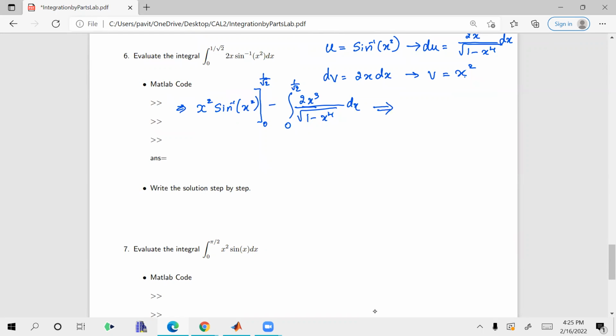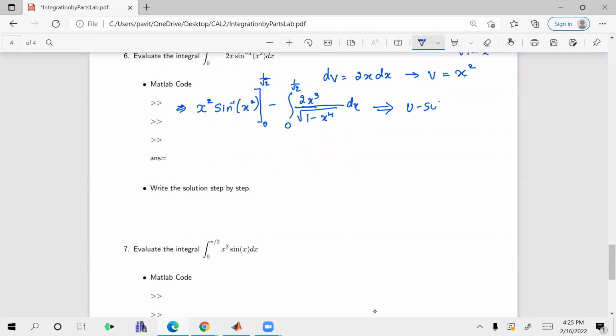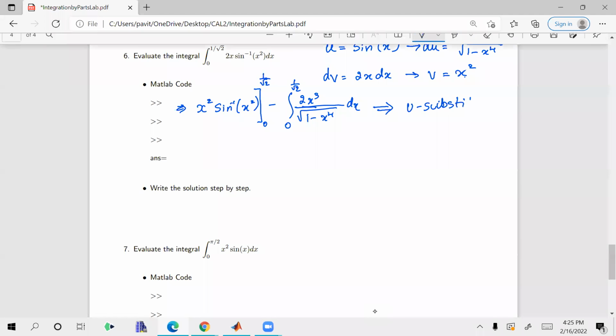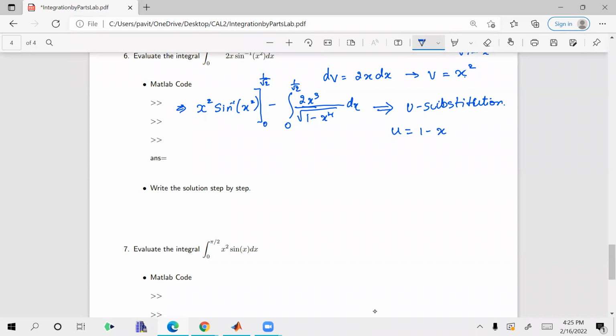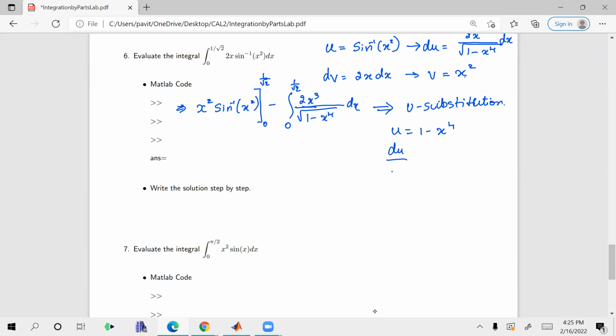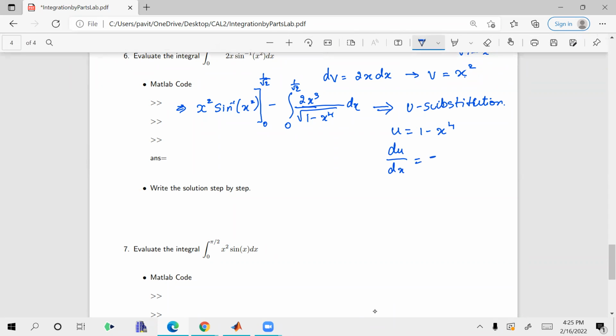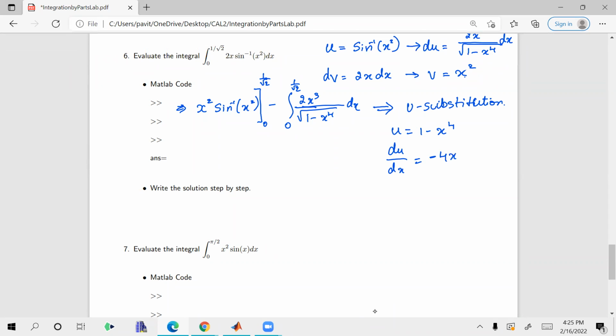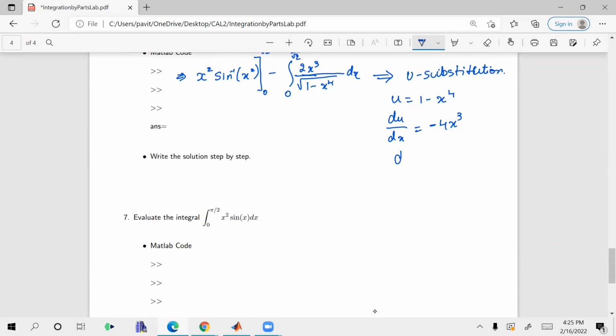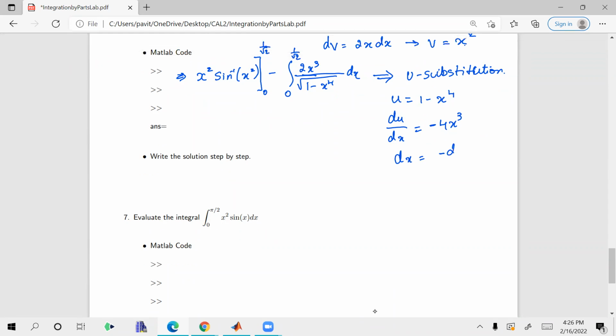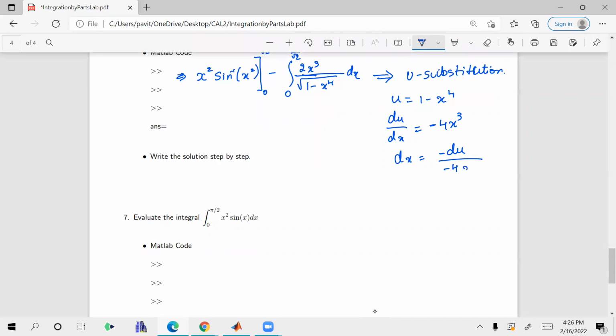To do this, we use u substitution. This is where you use the u sub. So I will take u equal to 1 minus x to the power of 4. So du by dx will be minus 4x cubed, so dx will be equal to du divided by minus 4x cubed.